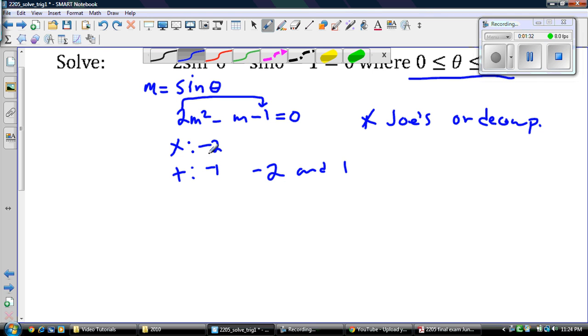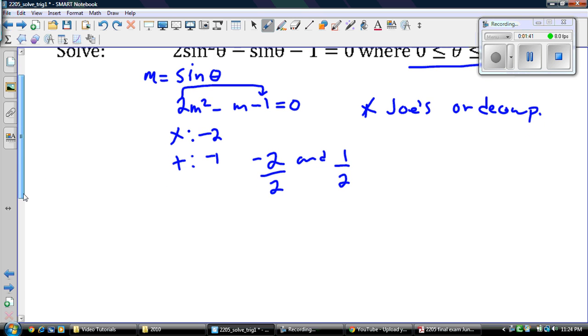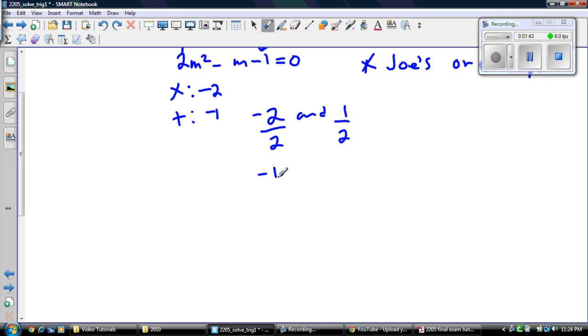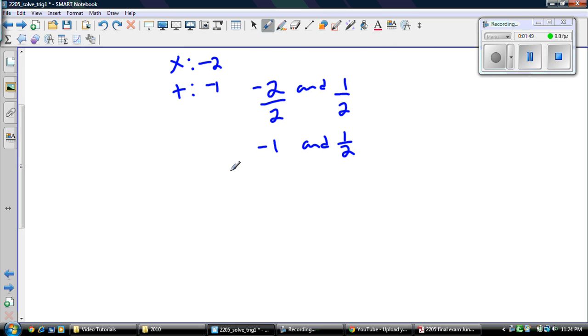Now, with Joe's method, the thing to remember is you've got to divide by the coefficients. You divide both of these by 2, and we get -1 and 1/2. So then we write it in our factored form. We go m minus 1, 2m plus 1 is equal to 0. Remember, we don't want any fractions in our factored form here, so we write it like this.